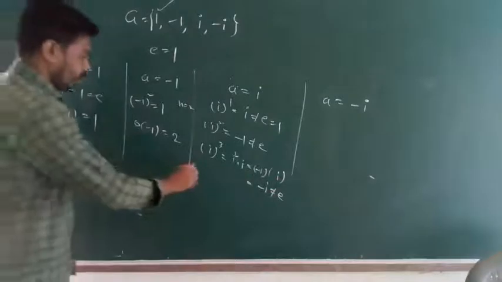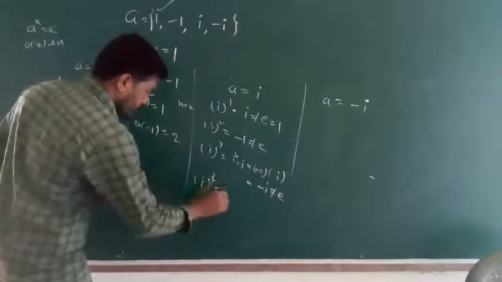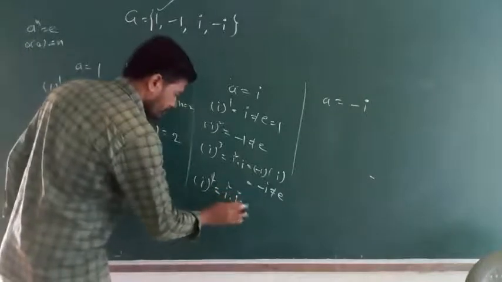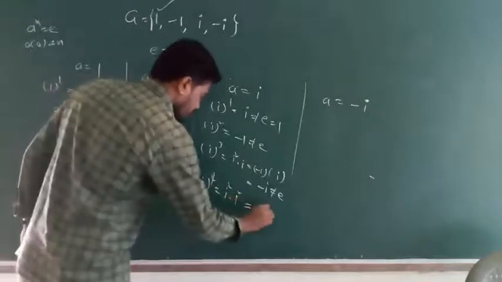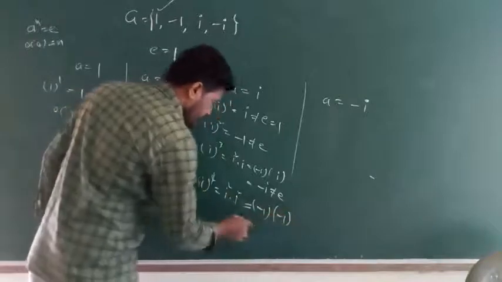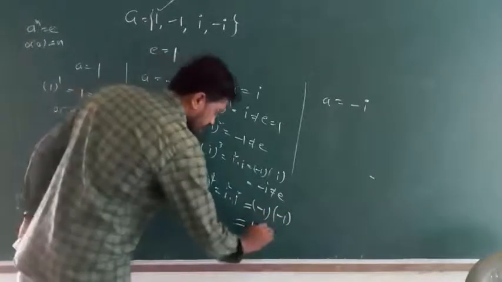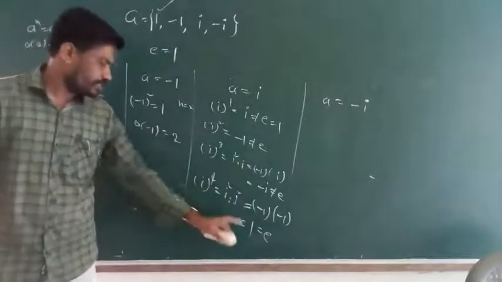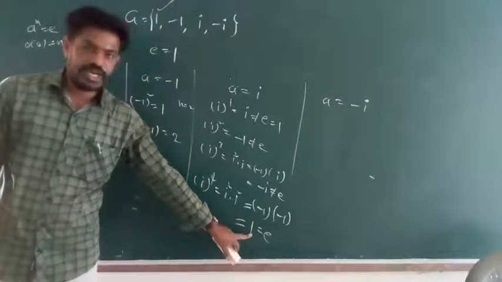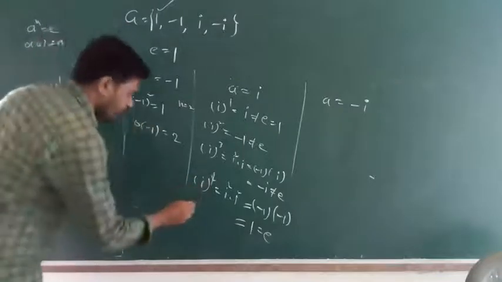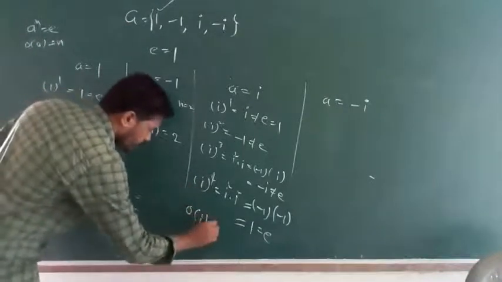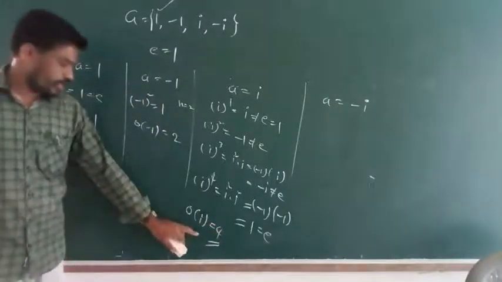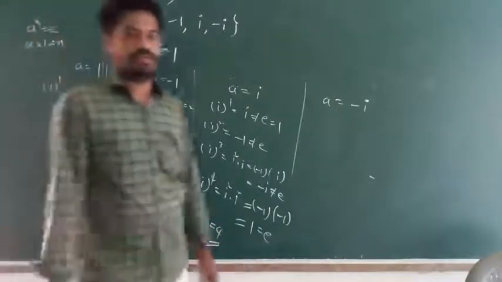Next, i^4. i^4 means i squared into i squared. i squared means -1, i squared means -1. So -1 into -1 is +1. This must be equal to the identity element. So i^4 is equal to 1. That is equal to the identity element. Stop the process. So what is the value of n? It is 4. So the order of i is equal to 4. So this is the third element, order of i equal to 4. This is important from the entrance exam point of view.